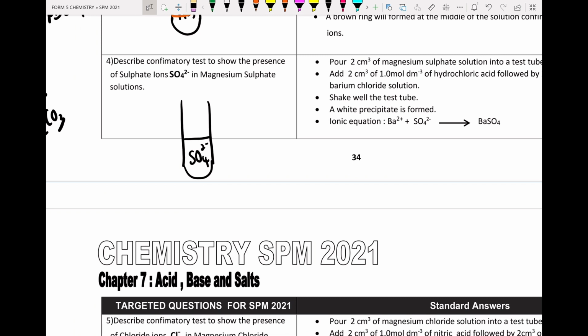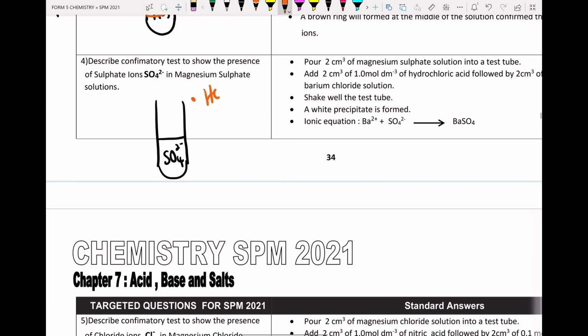Next will be sulfate ion. To test the presence of sulfate ion, we need 3 solutions. First, magnesium sulfate. Next will be hydrochloric acid. Next will be barium chloride solution. The barium ion, Ba²⁺, combines with sulfate ion, and they will form barium sulfate, an insoluble salt.